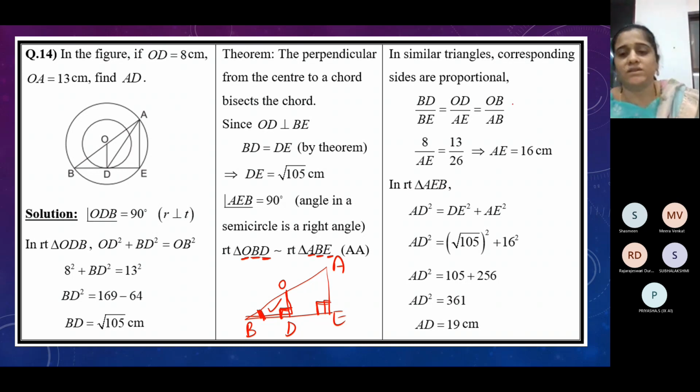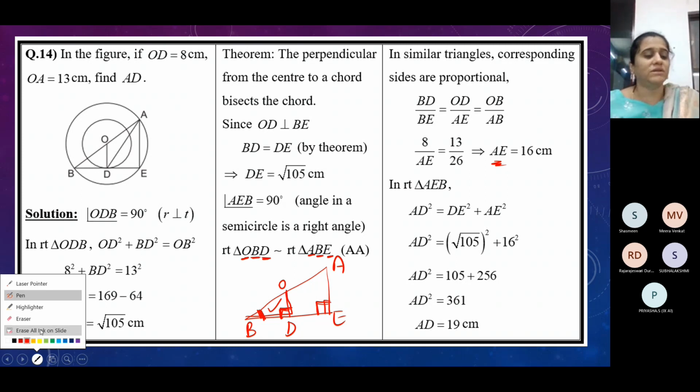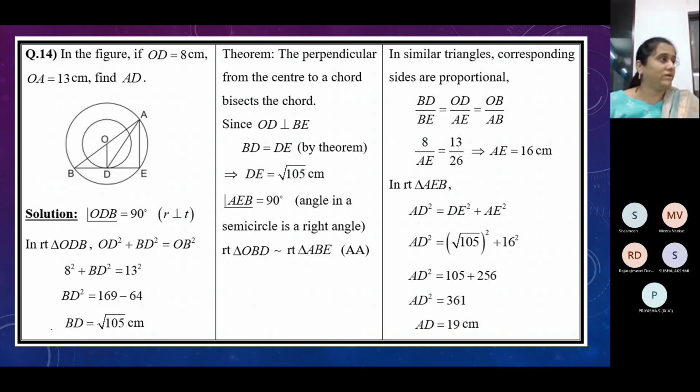They're similar. If they're similar, their corresponding sides are proportional. So write the proportion, substitute the values, and you get some information. And then again, Pythagoras theorem in the other right triangle AEB. That order you should understand what to find next. The same sum I'll give you as a test in some class. I don't know when. You should be able to do it.